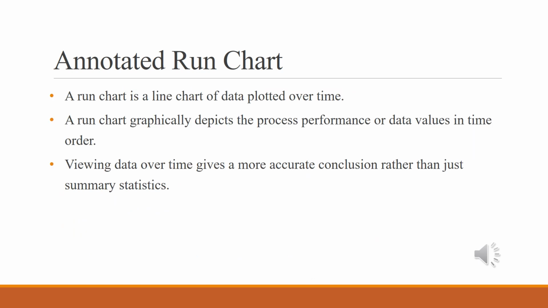From the diagram, we can see that the run chart is basically just a line chart of data plotted over time. We have learned this in lesson 4 as well. The use of the run chart is to depict the process performance or data values over time, and doing so allows us to have a more accurate conclusion rather than just summary statistics. The next video will teach you how to write up a run chart. So let's have a look.